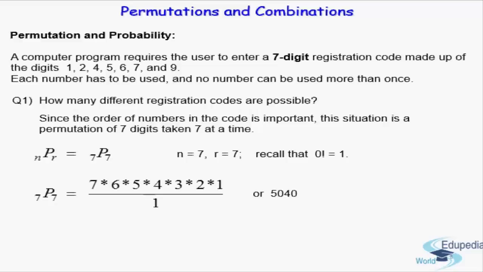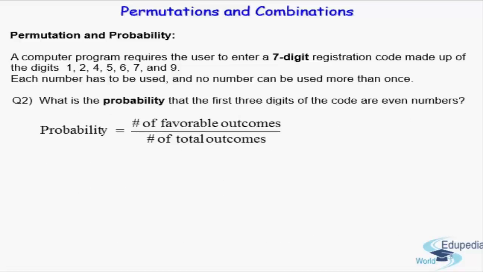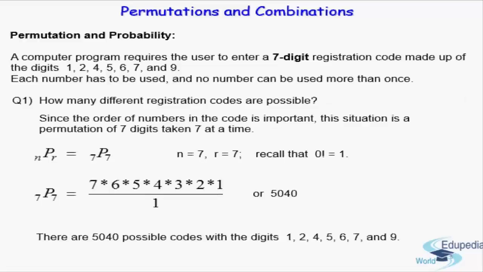So how many different registration codes are possible? The number of different registration codes possible is 5040. Try to understand the question. The question says you have 7 digits that you need to enter, taken 7 at a time. How many different permutations can you make? Because all 7 are taken. So there are 5040 possible codes with the digits 1, 2, 4, 5, 6, 7 and 9.